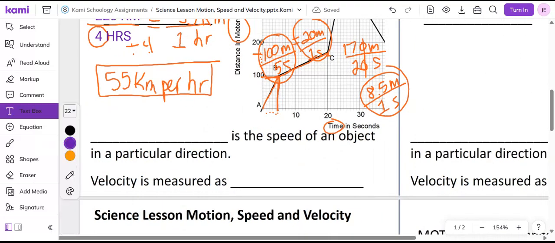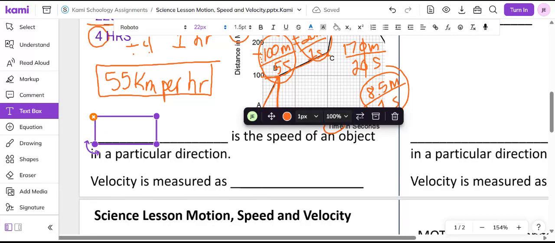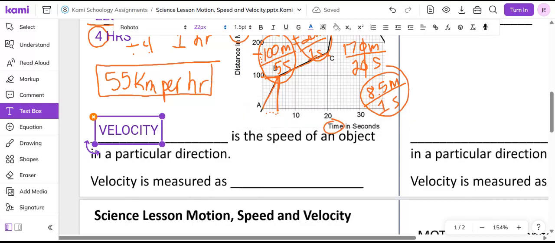And the last one we're going to take a look at is not just a speed, but also a direction. If we have speed and direction, that is going to be called velocity. Velocity is the speed of an object in a particular direction. We can call it going north, south, east, west. If we have a direction of where we are going with the speed, then we're going to call that velocity.